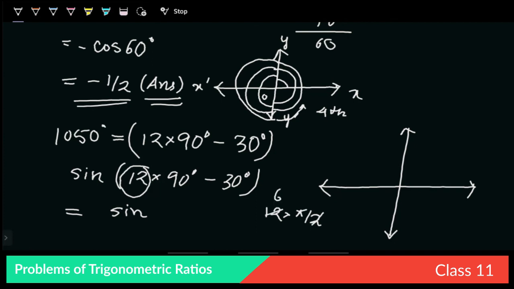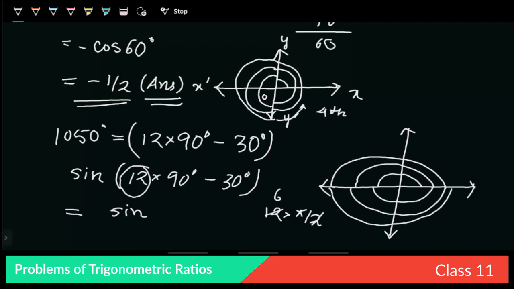So I can write this 12 into 90 as 6 pi. So see, this is pi, this is 2 pi, this is 3 pi, this is 4 pi, this is 5 pi, and this is 6 pi. Okay, so it is 6 pi minus 30 degrees, so I will come here. 6 pi minus 30 degree means it is falling under fourth quadrant.